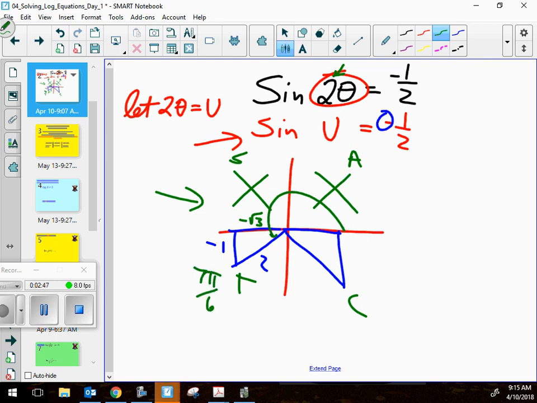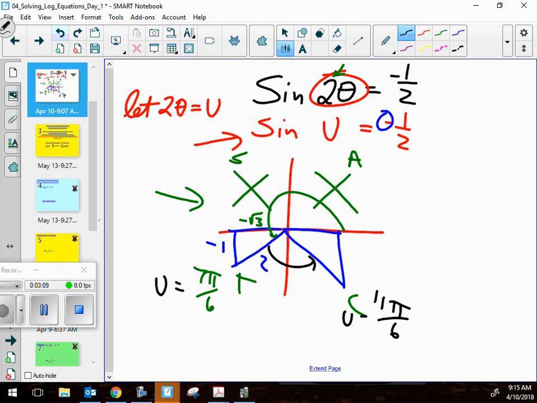How many had that as part of your process? I know it's not an answer, actually. It's so weird. You do all that work to find that, and it's not even the answer. That's 7 pi over 6, and then how far do I go? Well, that would have been 12 pi over 6. We have to back off 1 pi over 6 and make it 11 pi over 6. And those are what u is equal to.